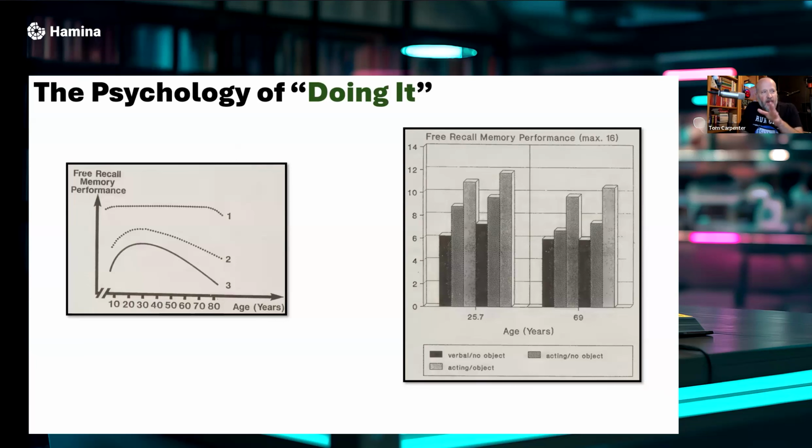So verbalizing on the right side over here, look at that graph. Verbalizing is the darkest bar. That means we're not active. It's simply verbal learning. Acting no object, what would that be? This means we're just physically acting while learning, but not necessarily interacting with an object related to the thing we're learning. And then acting with an object is where we're actually interacting with the thing we're learning about. So the ideal is obviously acting with an object.